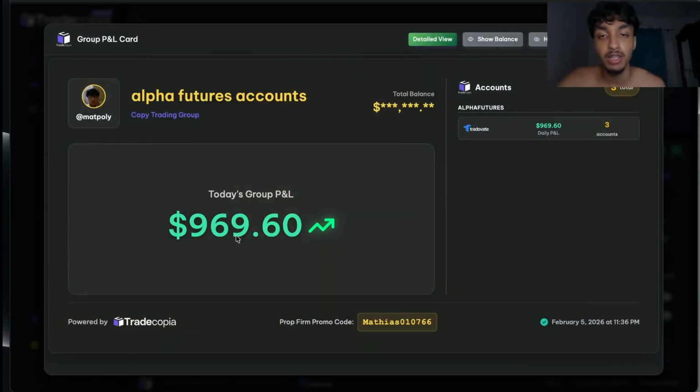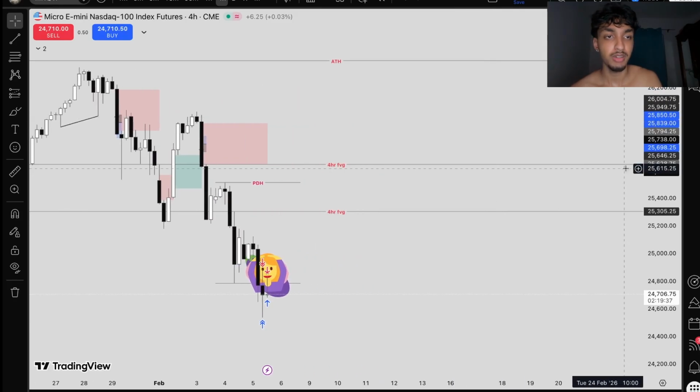Yo, what's up? Today I'm gonna go through my trade recap of the day, and we made a little $969 on the day. So this was across two accounts. It was across my live account with Alpha, and it was also across one eval. So this trade was taken on two accounts. That's why it's $969. Okay, let's do the trade recap right now.